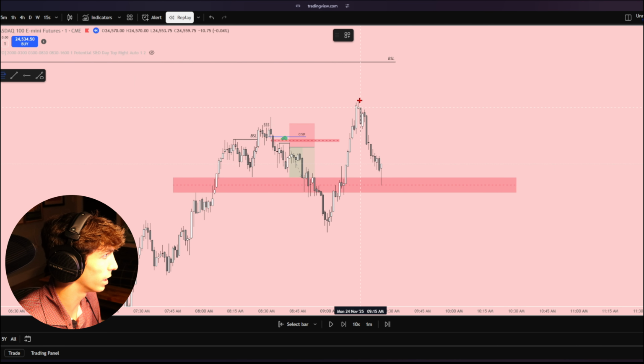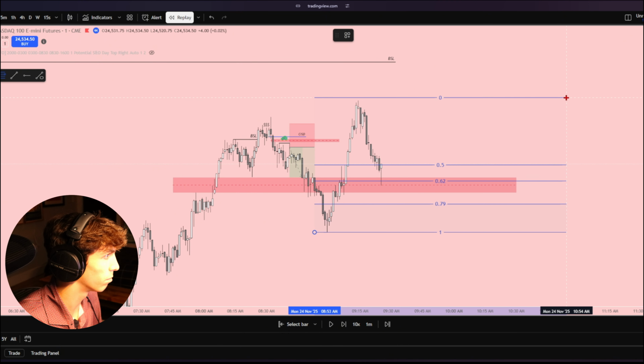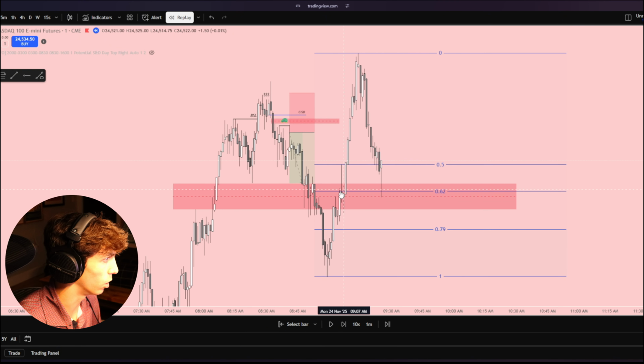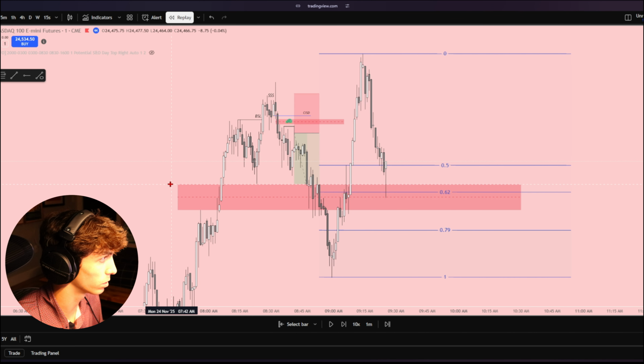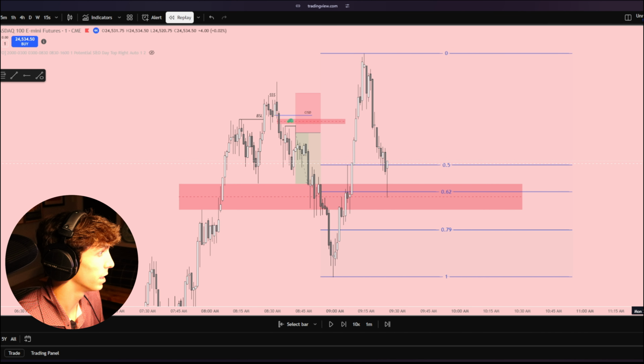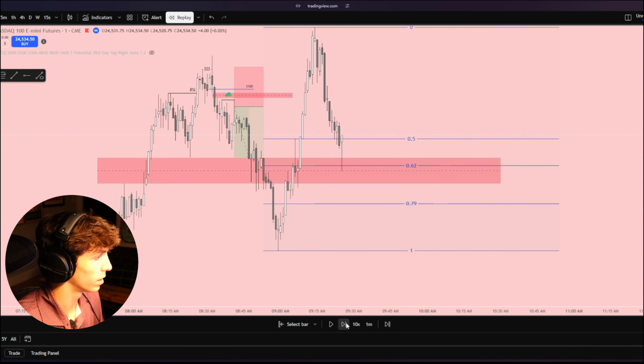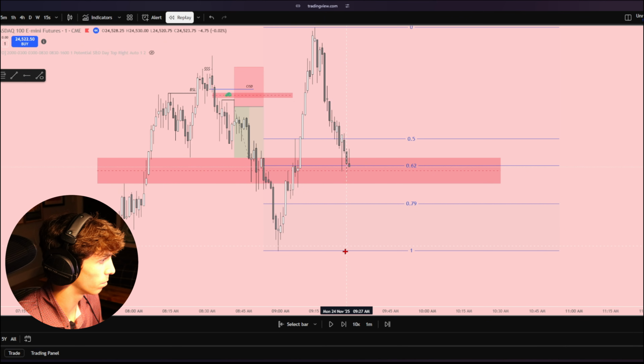I realized we tapped into OTE of this range, which also aligned with the 15-minute fair value gap that I wanted to see us tap back into. What time is it here? 4 minutes till market open. 2 minutes till market open. We tap into OTE of the range.